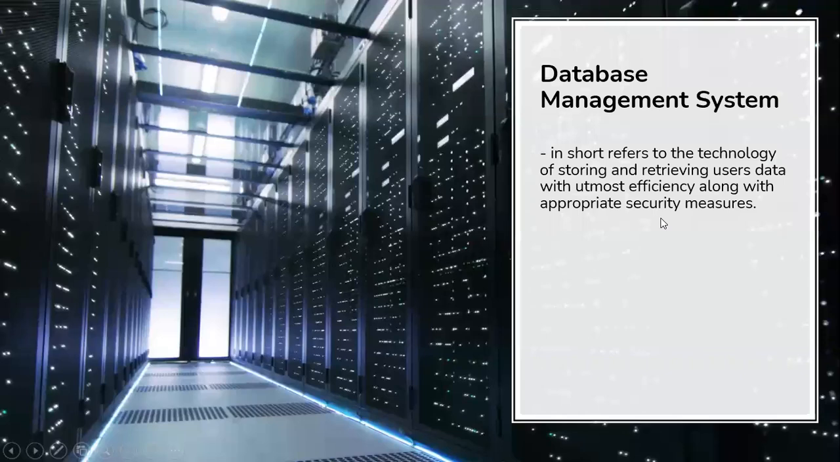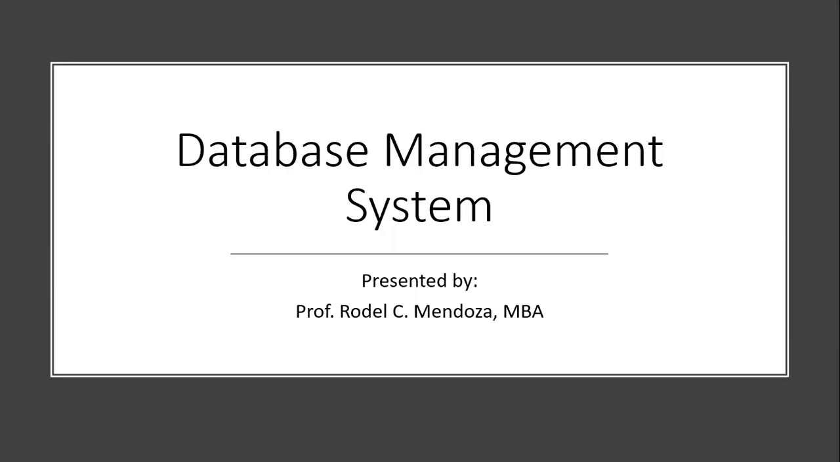So database management system class, basically it refers to an organized collection of structured information or data that is typically stored electronically in a computer system. So a database is usually controlled by a database management system. So basically, a database is information that is set up for easy access, management, and updating.